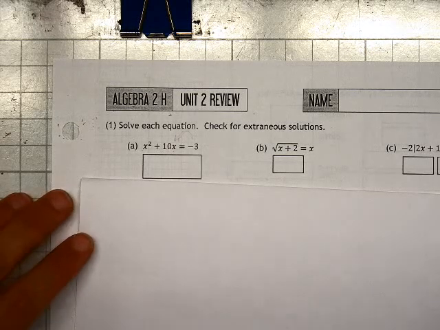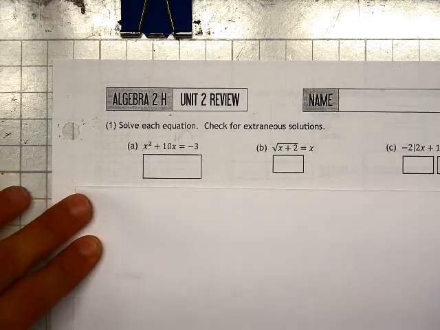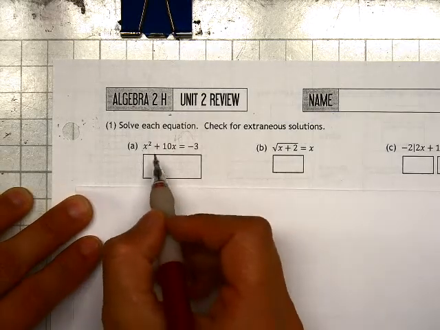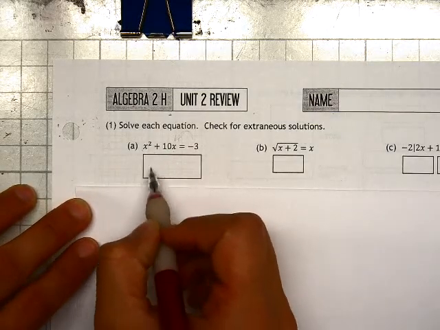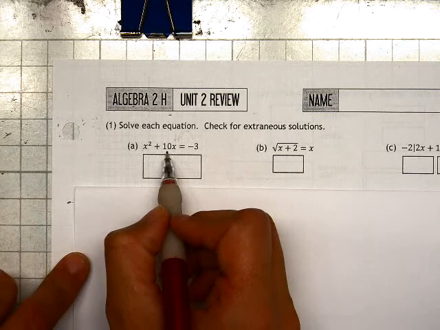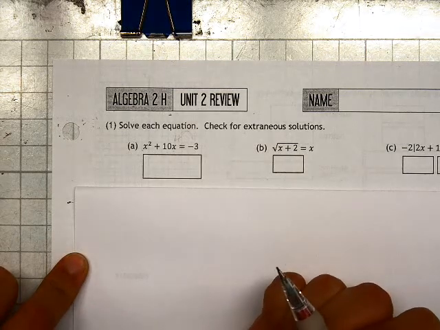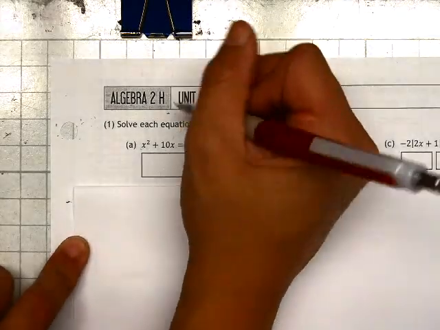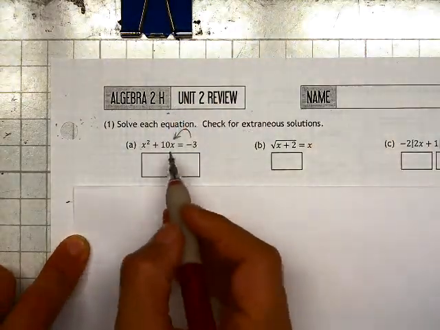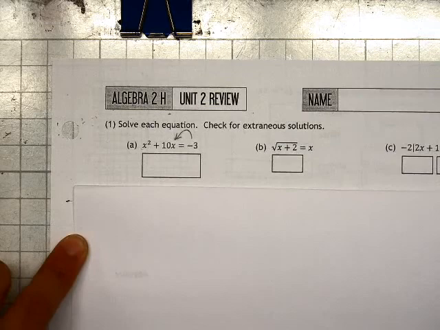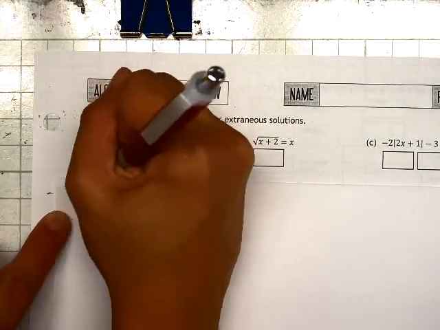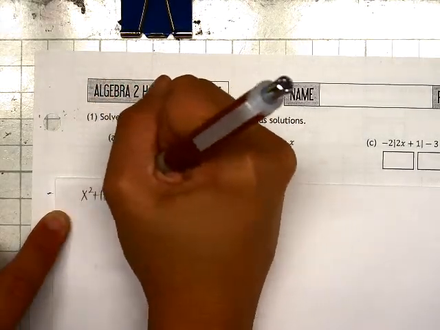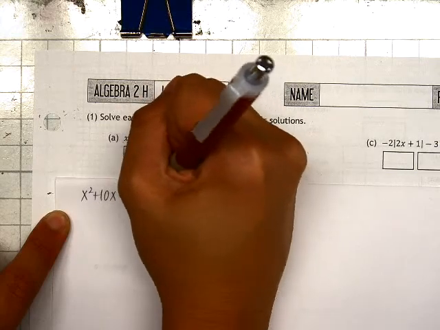To solve question number 1, letter A, we're going to need to think about some strategies. This one definitely doesn't look like I can move things around very easily because I have an x squared and a 10x, which is going to make things kind of difficult. To make this problem easier, the best strategy would be to begin with moving this negative 3 over to the left-hand side of the equation. If I do that, I'd have x squared plus 10x, now plus 3, equals 0.